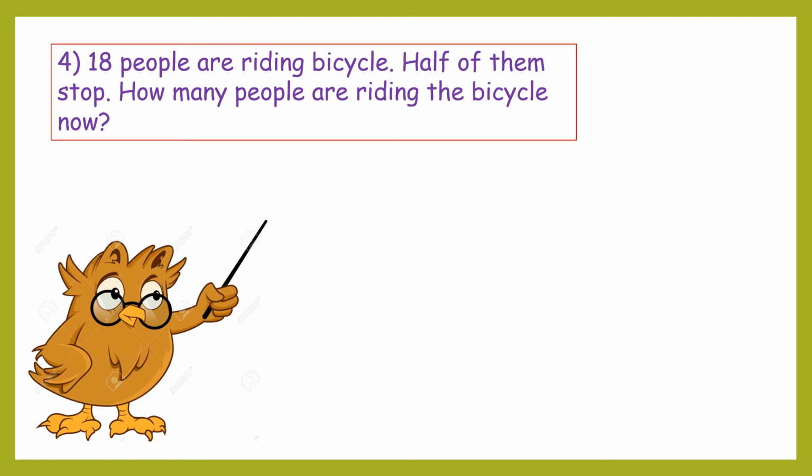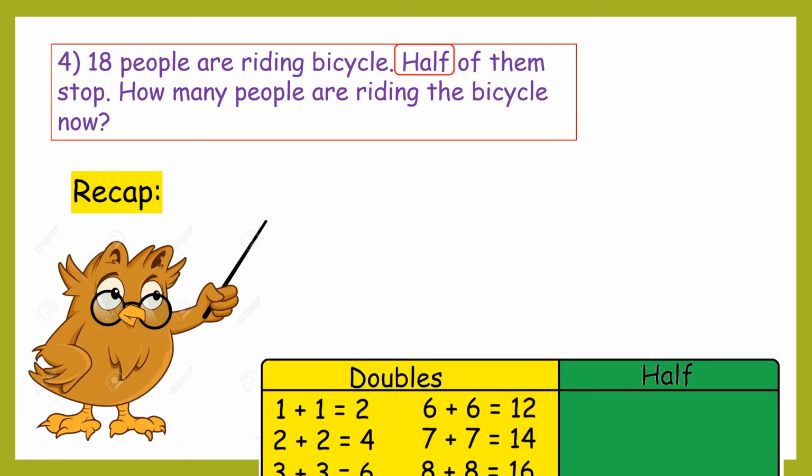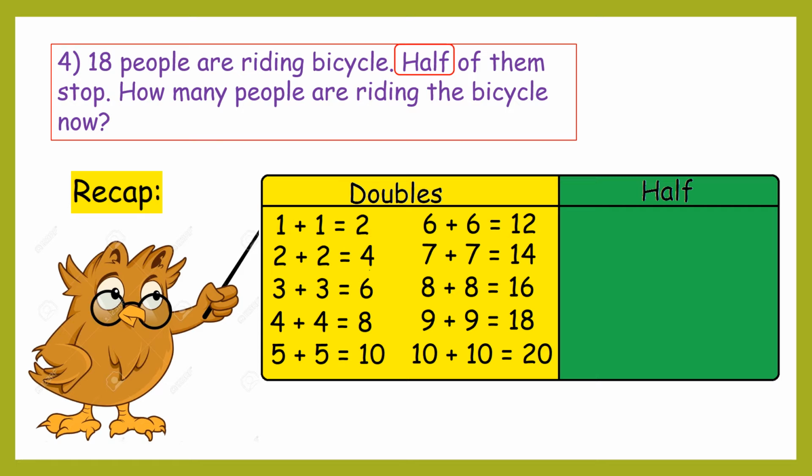Number 4. 18 people are riding bicycle. Half of them stop. How many people are riding the bicycle now? Now, how do we find half? How do we find half of 18? Now let's recap our lesson on how we find the half. Now as you can see from here, half is opposite of doubles.